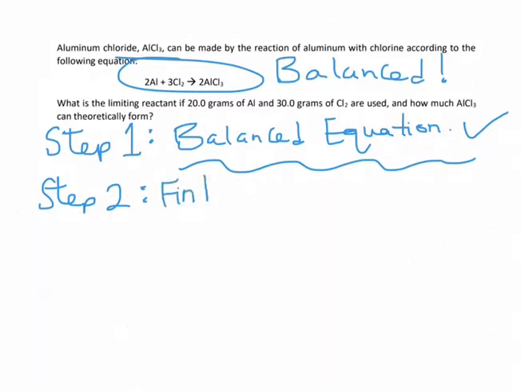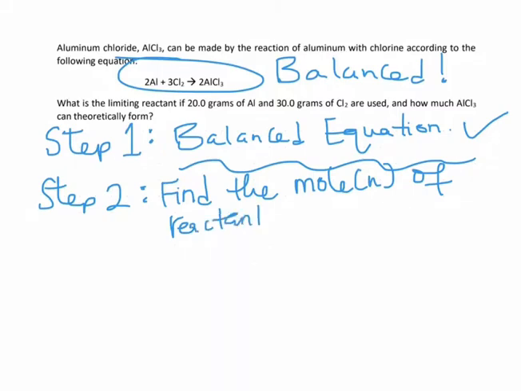we need to find out the mole of your reactants. In this question, you have two reactants given to you. You have aluminium and you have chlorine molecules, okay? And the information given to you in the question is in the form of grams, okay? So we need to convert mass into mole.